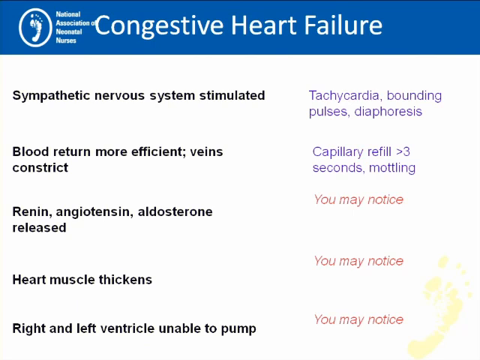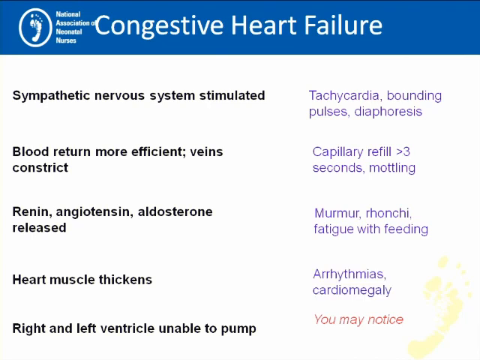Decreased circulation to the kidneys stimulates renin, angiotensin, and aldosterone release, which tells the body to retain sodium and water. This increases blood volume on an already overloaded heart, leading to murmur, rhonchi on breath sounds, and fatigue with feeding. The heart muscle thickens to increase the pressure to pump, which is ineffective initially but eventually becomes ischemic, which causes arrhythmias and cardiomegaly. The right ventricle is unable to pump the blood to the lungs, and increased pressure in the right atrium causes systemic circulation to be overloaded.